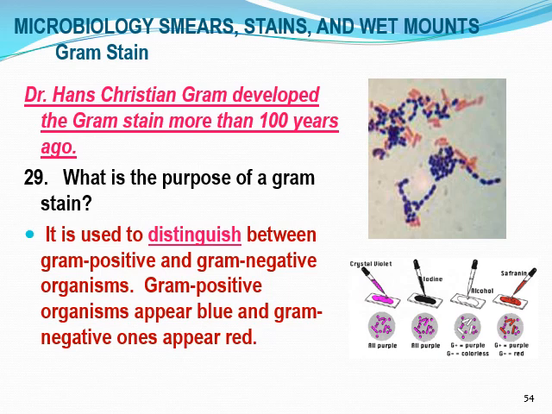Okay, Dr. Hans Christian Gram developed the Gram stain more than 100 years ago. It's amazing to think it's been around for that long, isn't it? And we're still using it today. So the purpose of the Gram stain, like I talked about earlier, is just like our white cells and our red cells absorb certain stains and stain certain ways, so does our bacteria. So it's used to distinguish between the gram-positive and the gram-negative organisms. Gram-positive organisms appear blue and gram-negatives appear red.